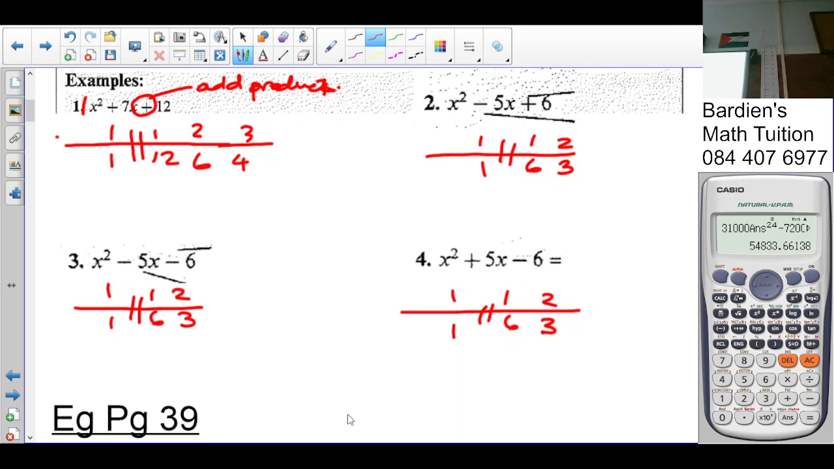So now you see that is plus. Okay? So what must I do? I must add my products. Here we're going to add products. So what's 1 times 12? 12. What's 1 times 1? 1. We add it again? 13. What am I looking for? 7.